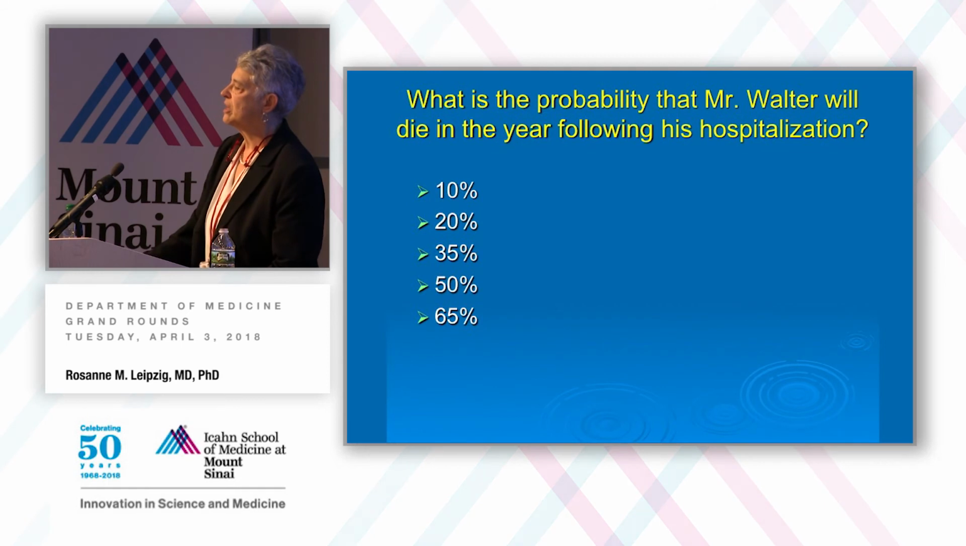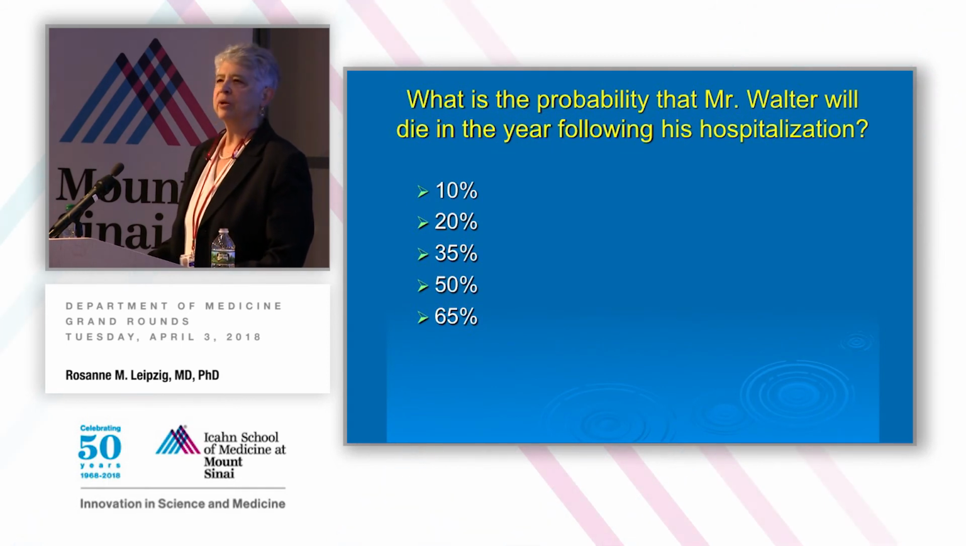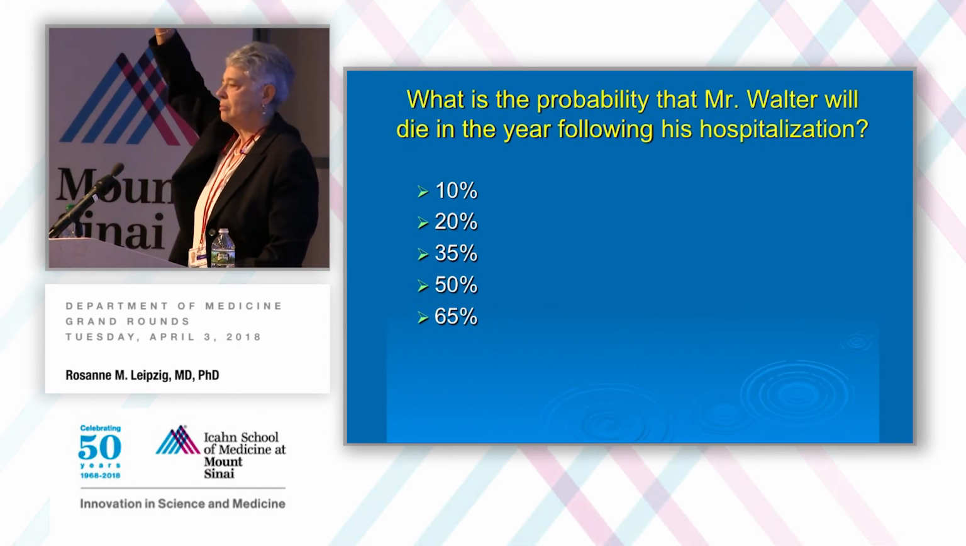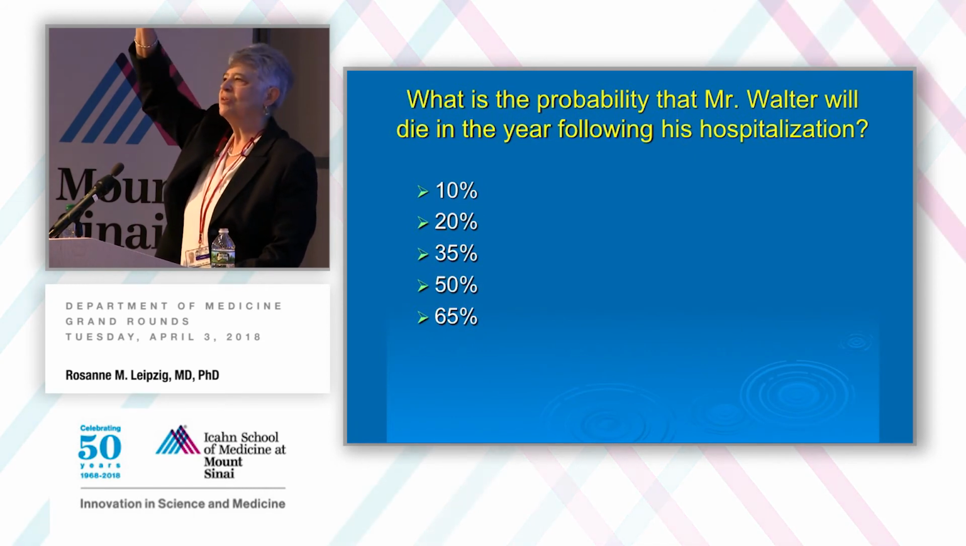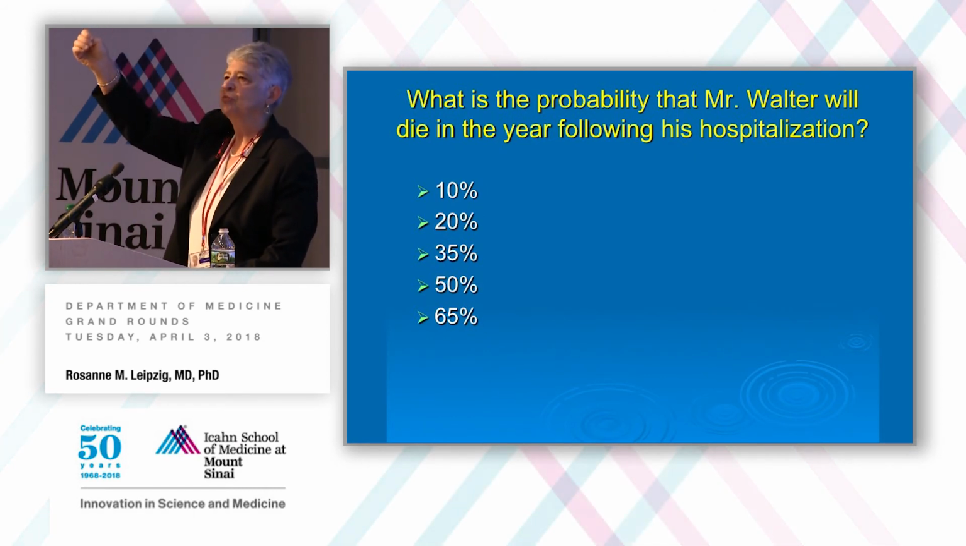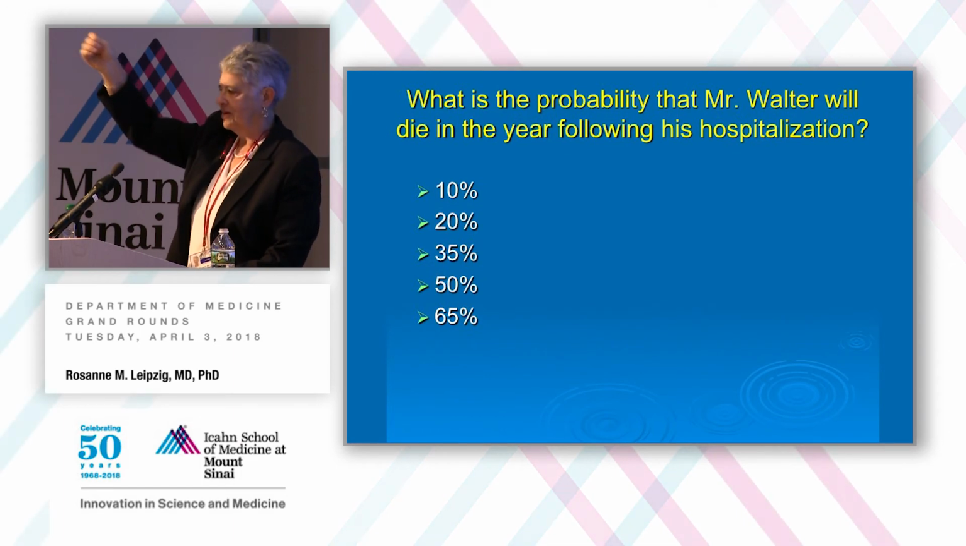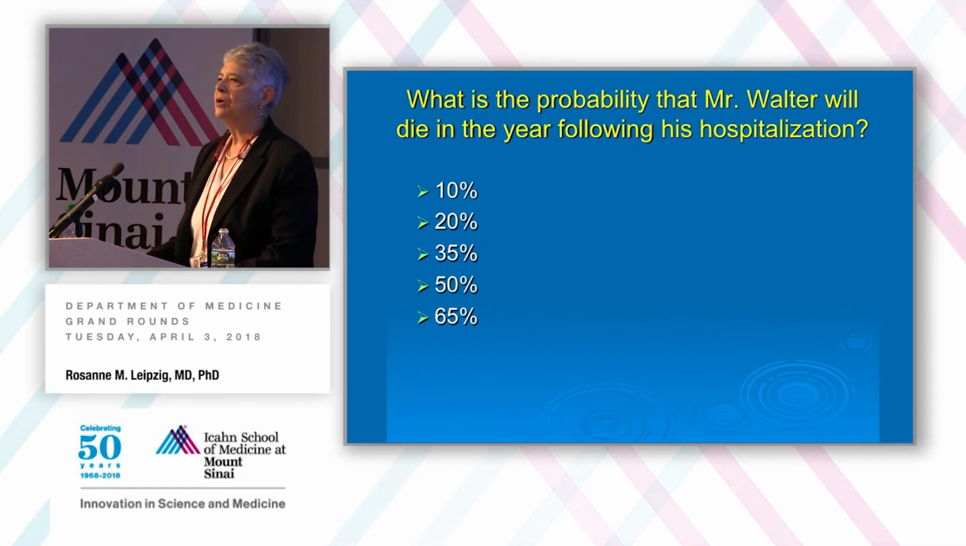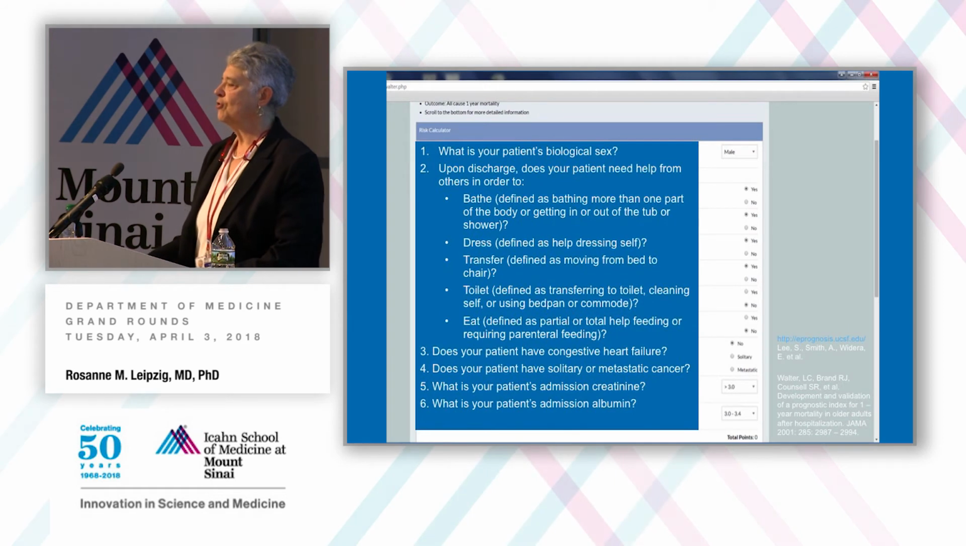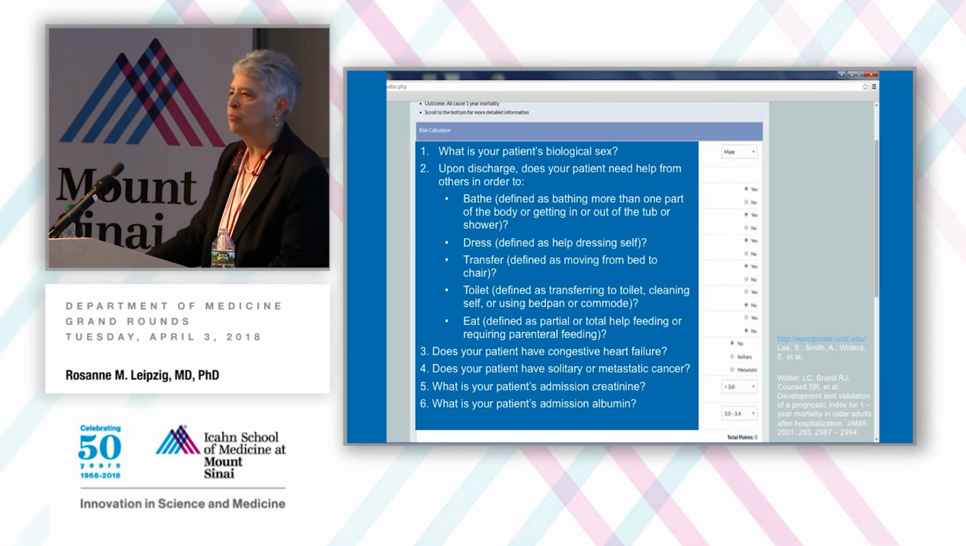What's the probability that he'll die in the year following his hospitalization? 10%? 20%? 35%? Okay. 50%? All right. 65%? Nobody. So here is one of these algorithms in ePrognosis.